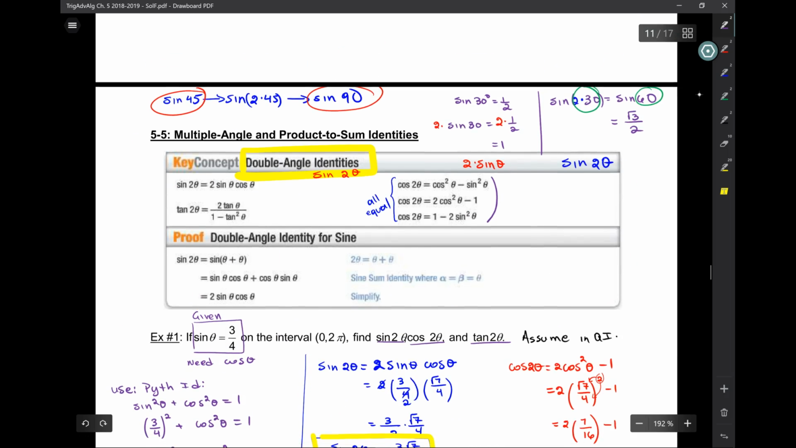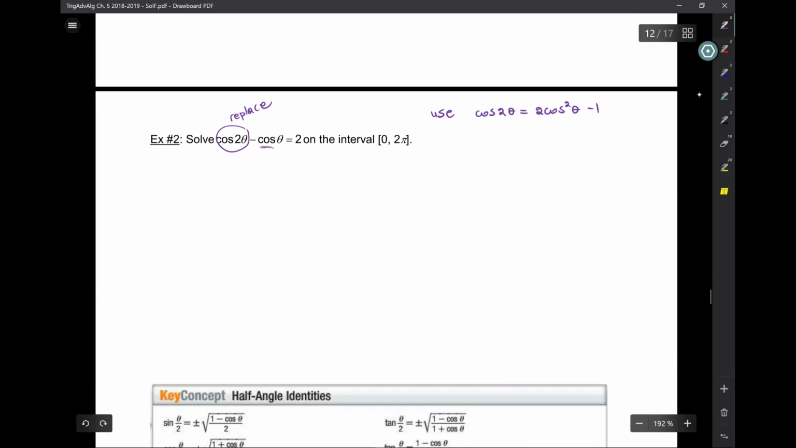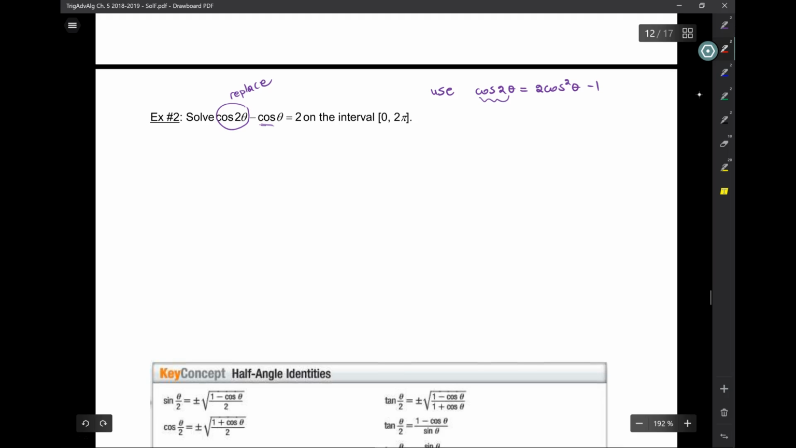Does everybody see where that came from? Okay, again, the reason why I like this is it replaces cosine of 2 theta with another cosine, and now it's a single theta, right? So for this one, I'm going to put in 2 cosine squared theta minus 1. Everybody okay with why I did that? Okay. Minus cosine theta equal to 2.